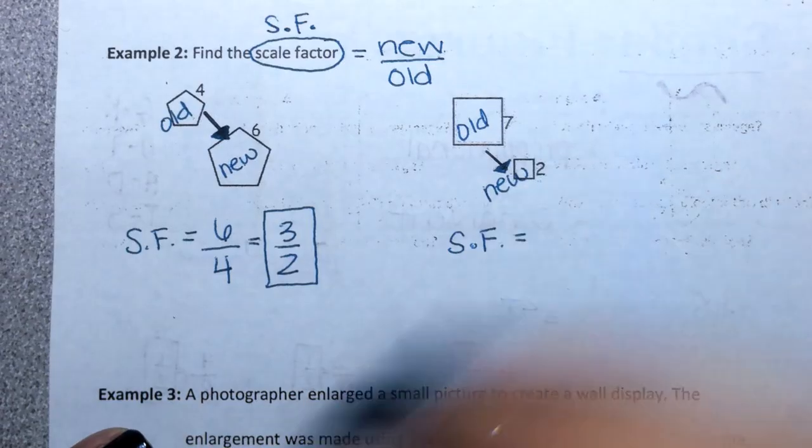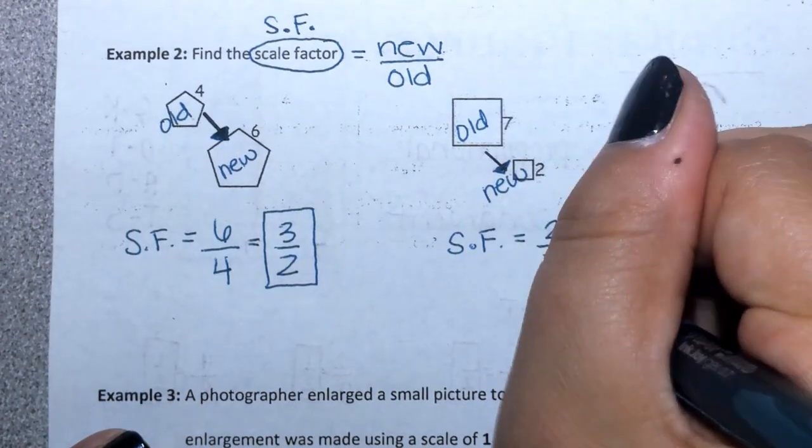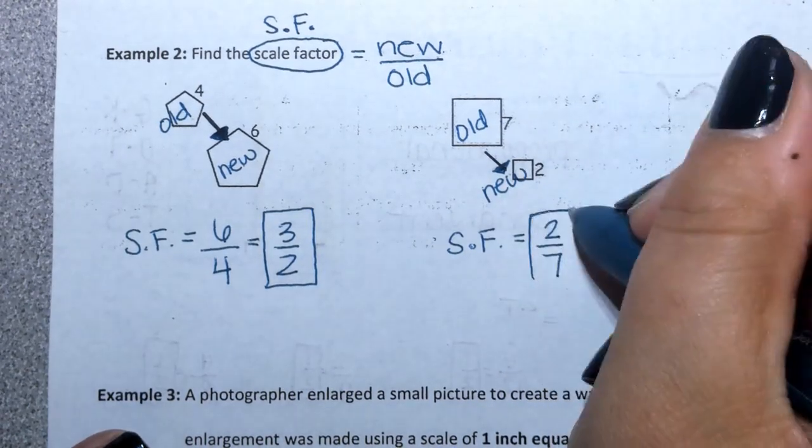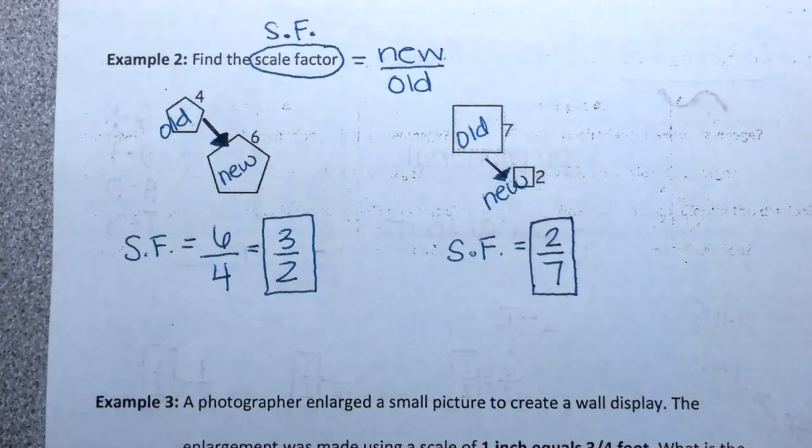And then do new divided by old. What is 2 divided by 7? 2 divided by 7. We can't do anything else. And again, 2 over 7, is that an enlargement or a reduction? Did that actually reduce? So just make sure it makes sense. Because if you get a reduction and it got bigger, you did something wrong.